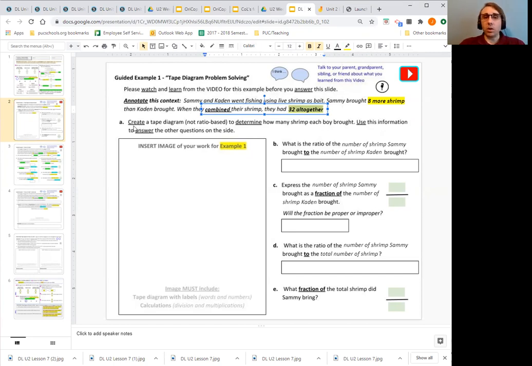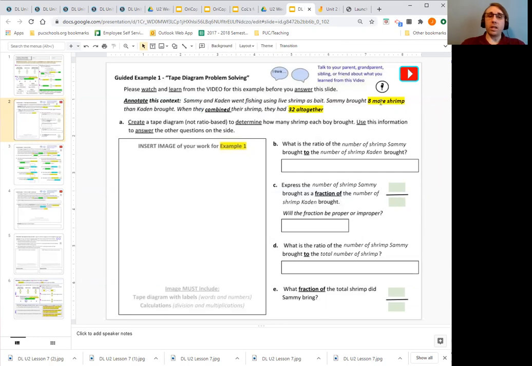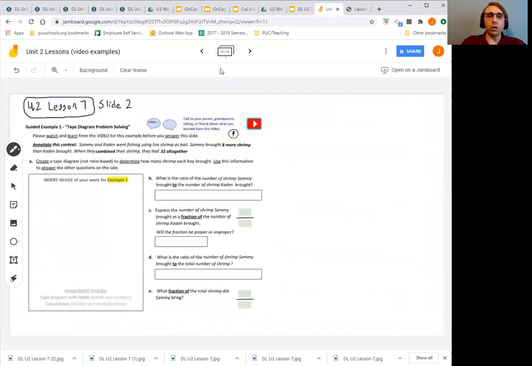Next, I see the keywords of create, which has already been underlined, a tape diagram to determine how many shrimp each boy brought. So we know that Sammy brought 8 more than Caden, but we don't know how much either of them actually brought. We do know that altogether they brought 32. And so I'm going to create a tape diagram on another slide. So hold on one second. You're going to be putting your image here. So what I put over there, you can put on your piece of paper.